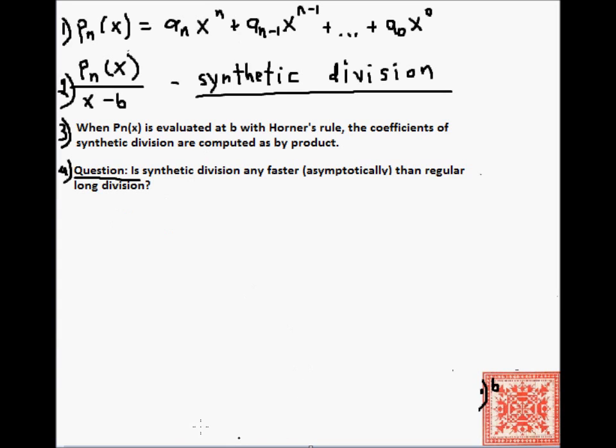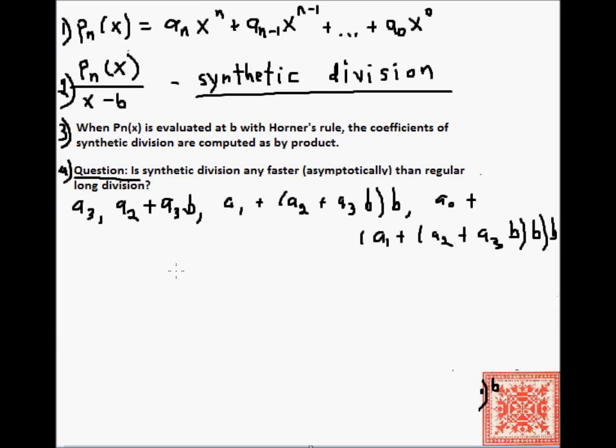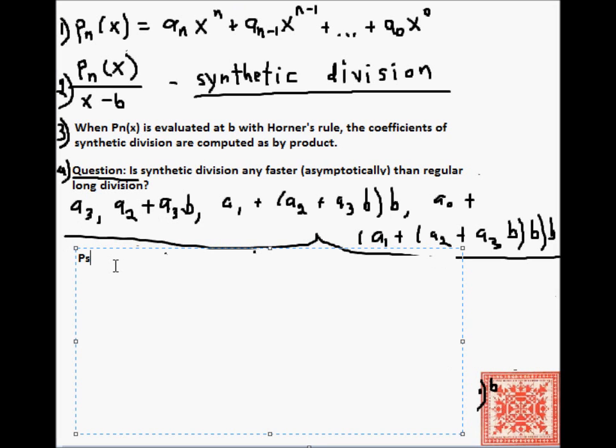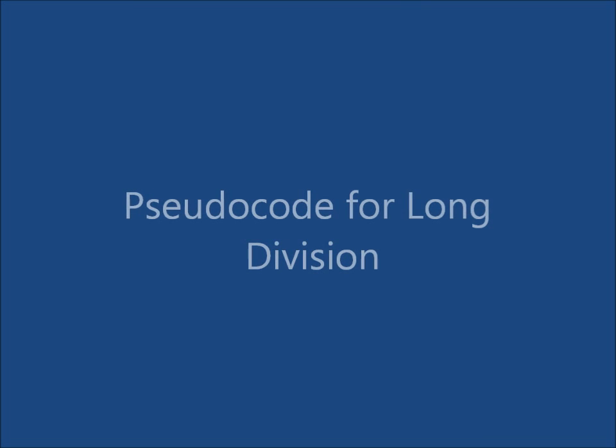So I get a3, then a2 plus a3b, and then a1 plus a2 plus a3b times b, and then a0 plus a1 plus a2 plus a3b times b, right? So this is a3x squared plus a2 plus a3b x plus a1 plus a2 plus a3b times b, and then a0 plus a1 plus a2 plus a3b times b over x minus b.